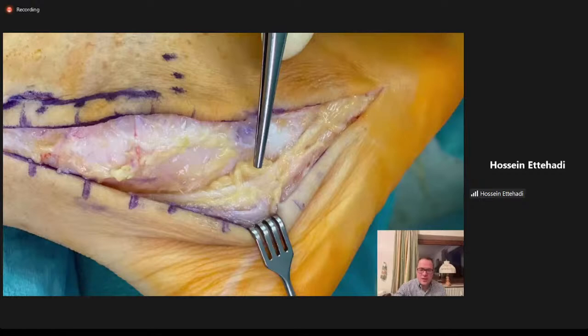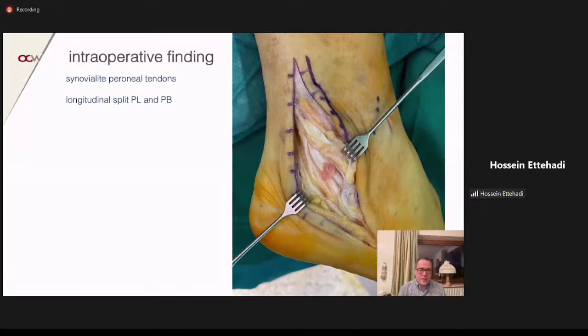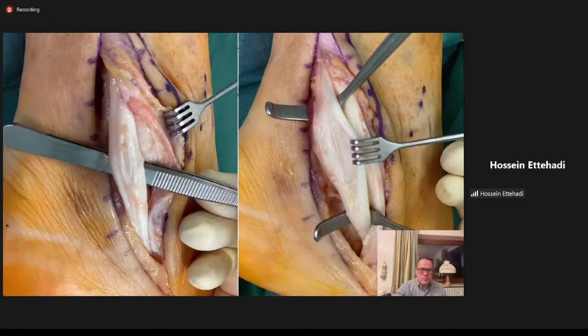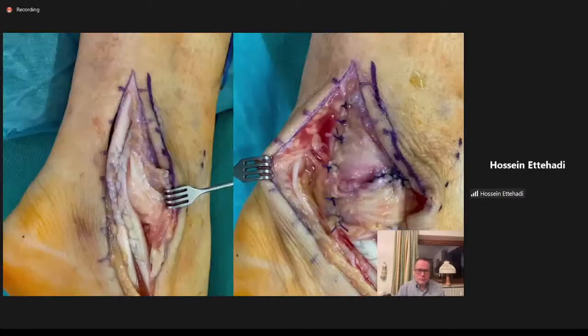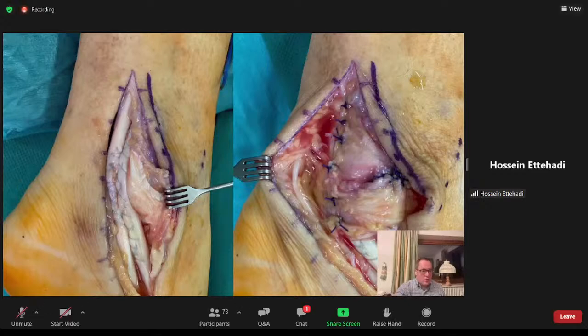You can see the massive swelling of the peroneal tendon sheath. You can see the preparation of the sural nerve, that it is still intact. Then I opened the sheath, and then you can see that there is a massive synovitis of the peroneal tendons, and that there is a longitudinal split of both the peroneus longus and the peroneus brevis. Here you can see the ruptures in detail. And in this case, both tendons were still reconstructible. So I excised the longitudinal splits, and I did a tubularization of the tendons and a reconstruction of the tendon sheath.